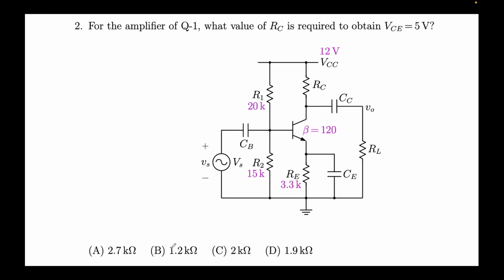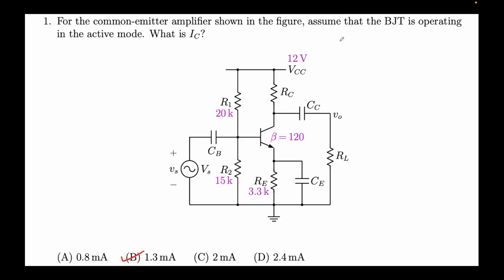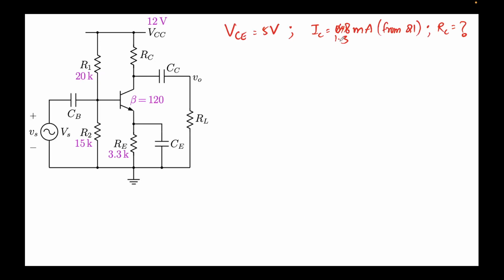Now let's quickly jump to the second question. It says that for the amplifier of Q1, the value of RC is required to obtain VC equal to 5 volts. Okay, so we are given VC equal to 5 volts. So what we are doing, okay, this is wrong, this is not 0.8, this is actually 1.3. Yeah, it was 1.3.